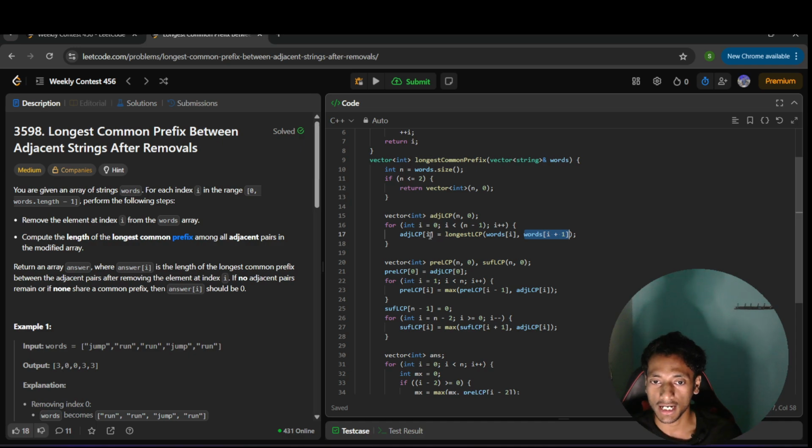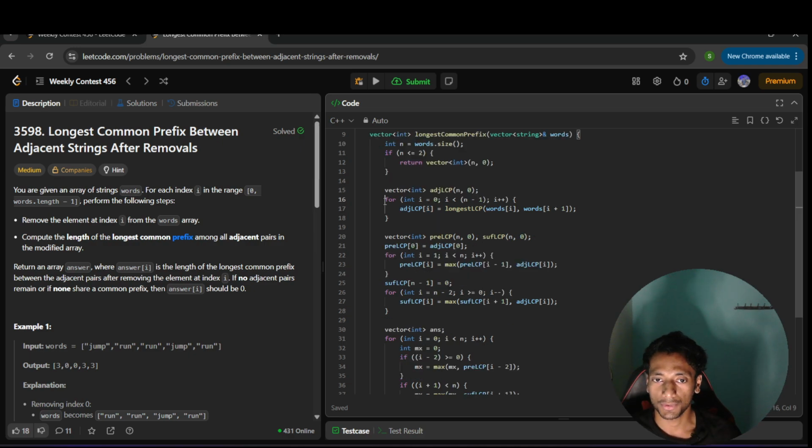And I'm storing that at index I. That means the 0th index will indicate the length of the longest common prefix substring between string 0 and string 1. Got it? Now what do I have to do? After this for loop, I can easily check, for each adjacent pair, what is the length of the longest common prefix substring. Correct?